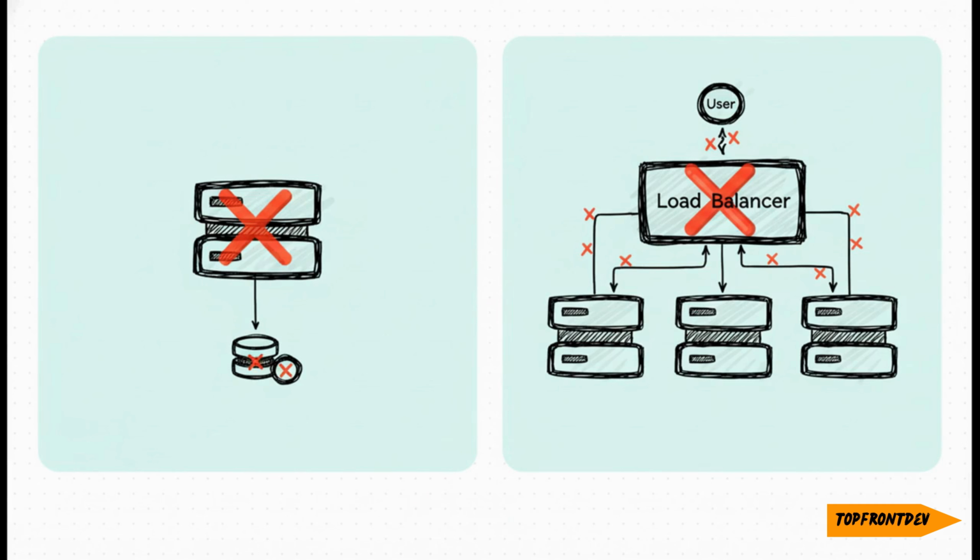And here is the paradox. Remember our goal? We added a load balancer to get rid of our single point of failure, that one lonely server. But what did we do? We created a new single point of failure. Because now, if the load balancer itself goes down, nobody can get to any of the servers. The entire site is offline.